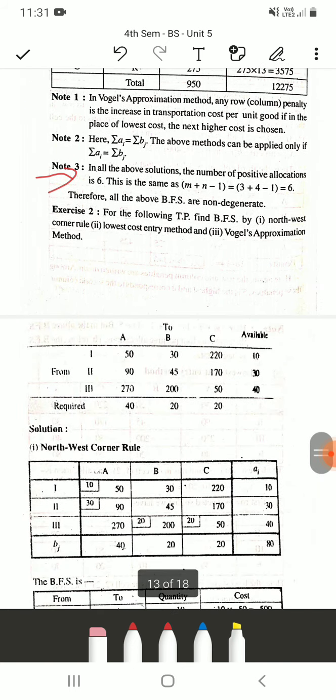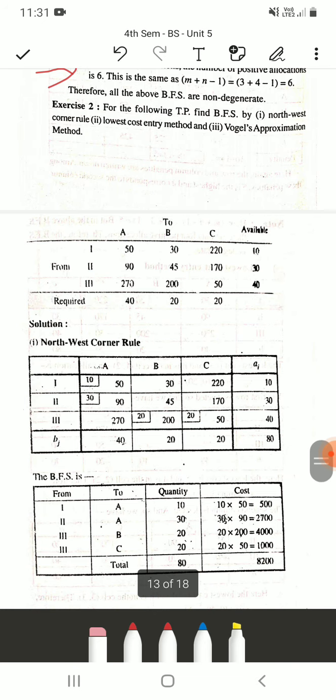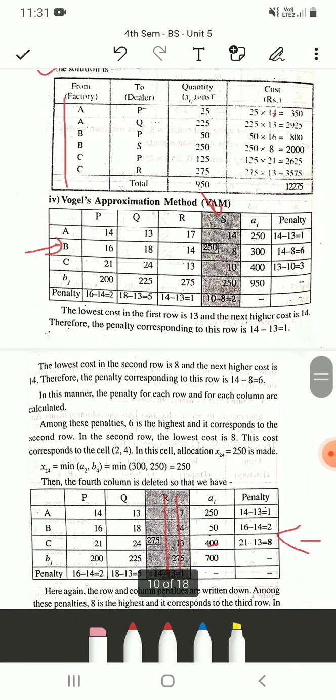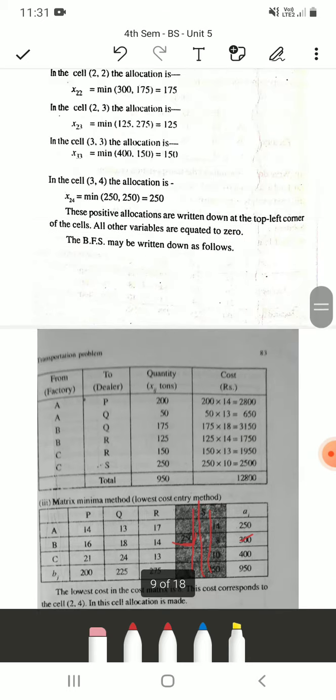So I hope the concepts are clear. The solution is very easy if you understand the steps. Anyhow, in the notes, all the explanation is given.